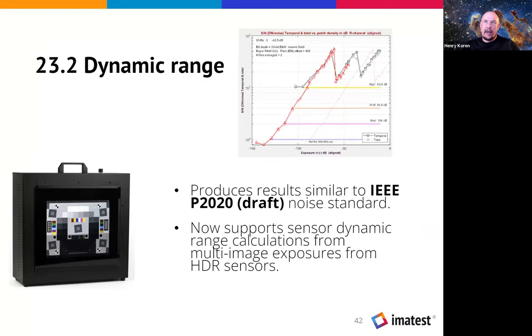We've improved our dynamic range measurement to produce results similar to the IEEE P2020 draft noise standard. We can support a sensor dynamic range calculation using multi-exposure images from HDR sensors. So this is the kind of signal to noise ratio you might expect from one of these multi-exposure combinations. You have a long exposure for your dark area of the image, medium exposure for the medium area, and a bright exposure for the bright area. Our older calculations would struggle with this sort of sawtooth, and we've improved those so it works better now.